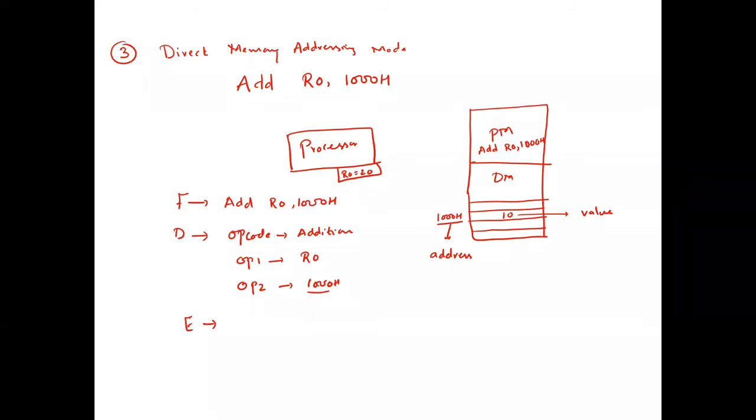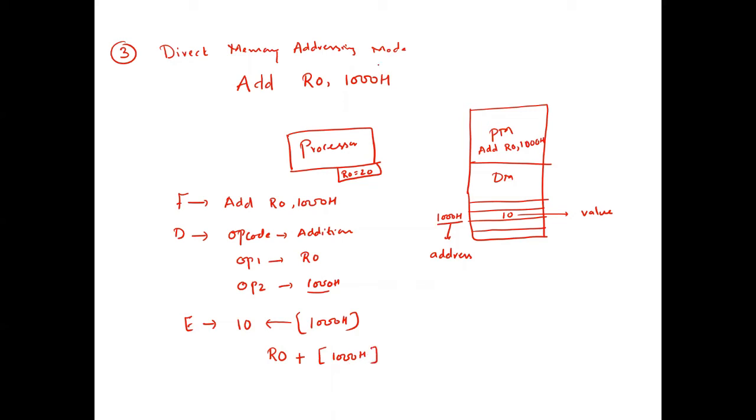Where is it missing? It is not directly available with the processor. So it needs to go to the 1000H memory location and get the value from that location, which, as we have considered, is 10. Then it needs to perform the operation. Now what operation will it perform? It will add the content of R0 with the content of the memory location whose address is 1000H.